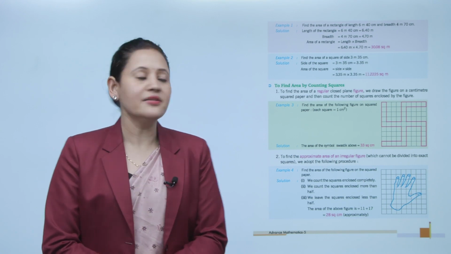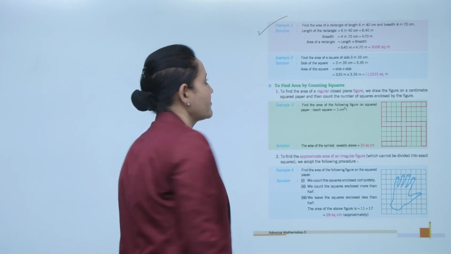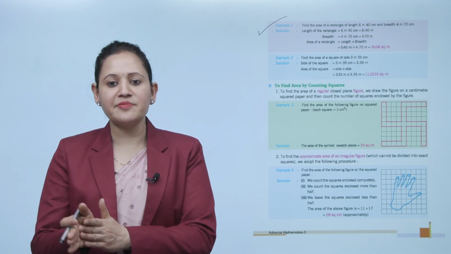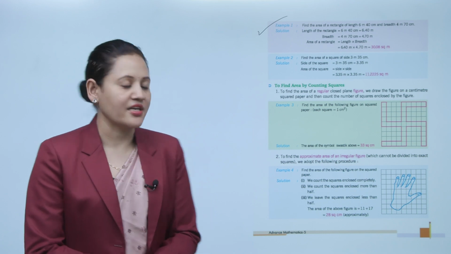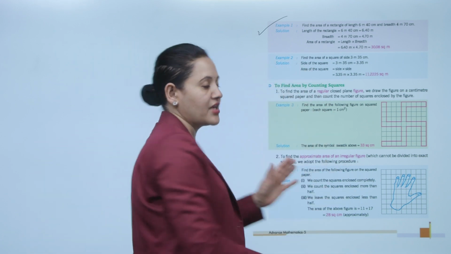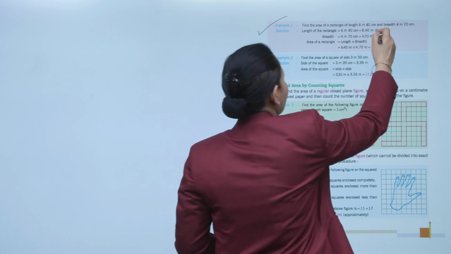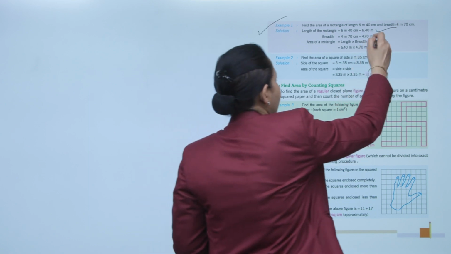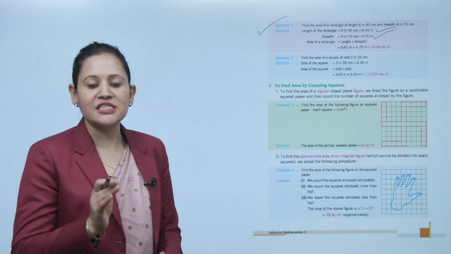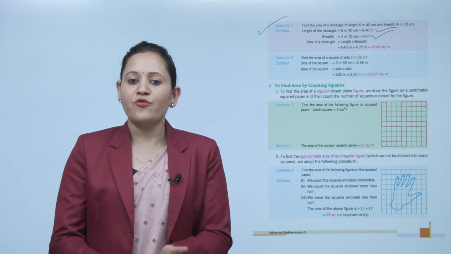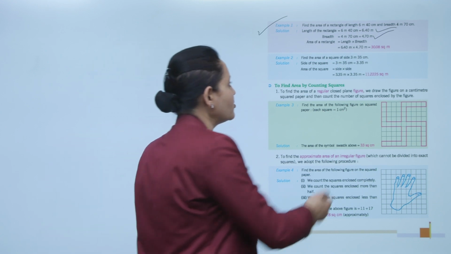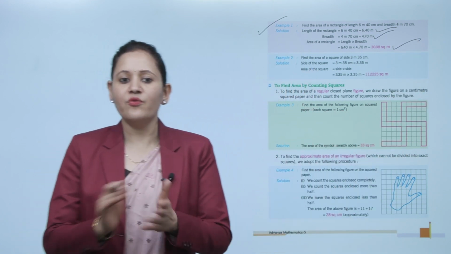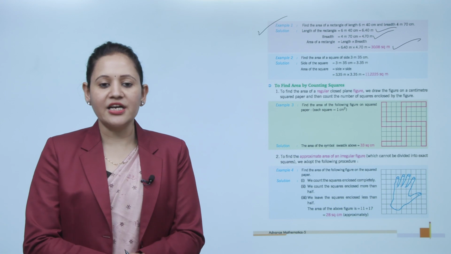Now we'll take an example. Find the area of rectangle of length 6 meter 40 centimeter and breadth 4 meter 70 centimeter. So length of the rectangle is given. We'll convert into meter, that is 6.40 meter, and breadth will be 4.70 meter. So area of rectangle, length into breadth, means 6.40 multiplied by 4.70, that is equal to 30.08 square meter. This is how we can find the area of a rectangle.